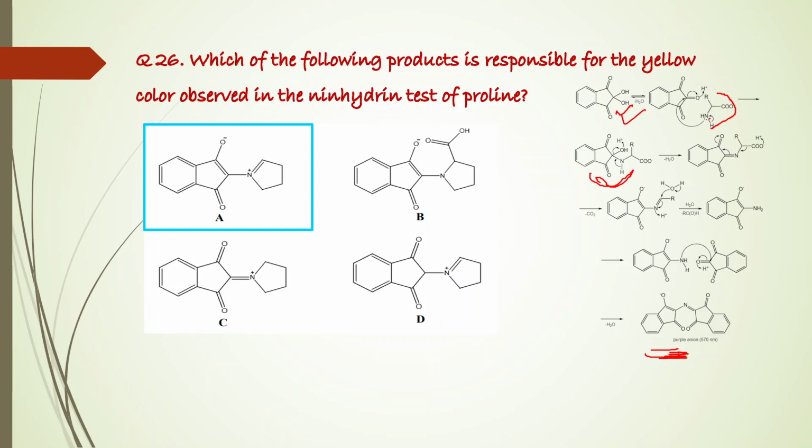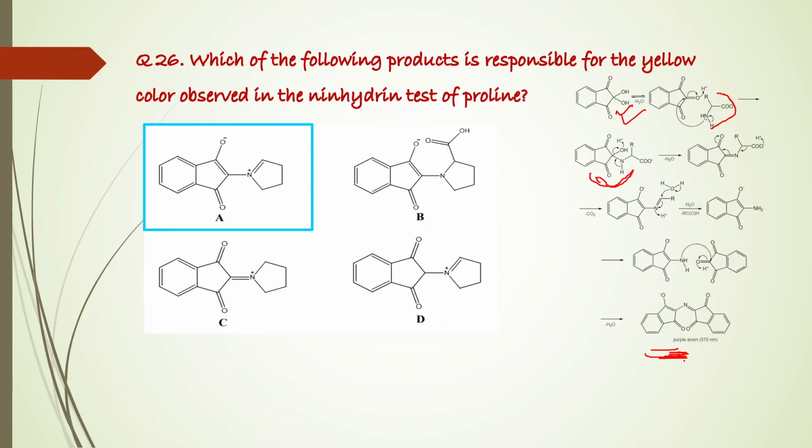So in that case, once the one NH bond has already reacted here, it has no other NH bond to do the next steps. So the reaction stops at this stage only. It cannot follow through all the steps to go to the purple anion.